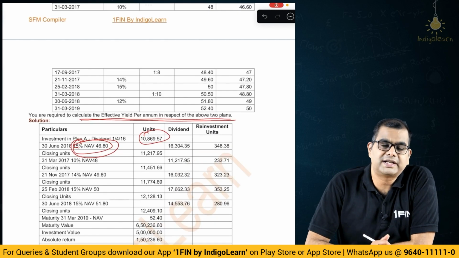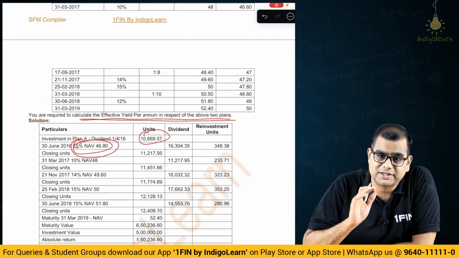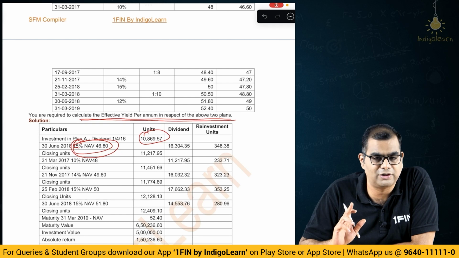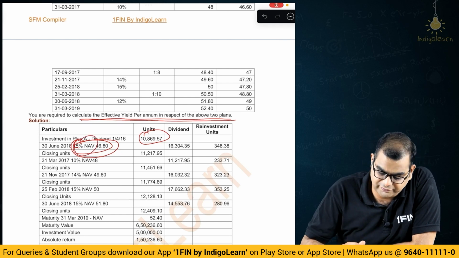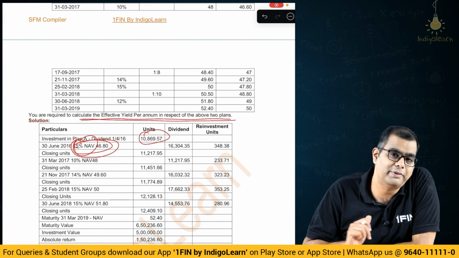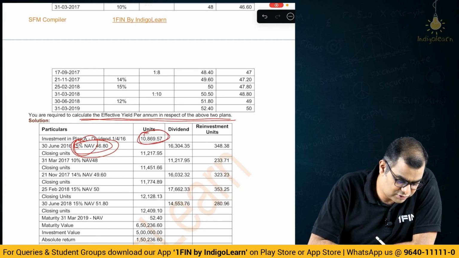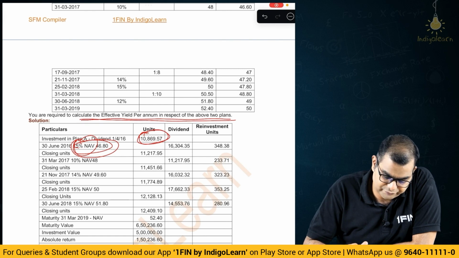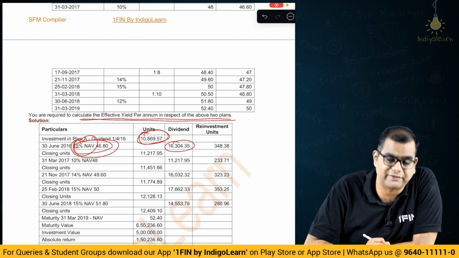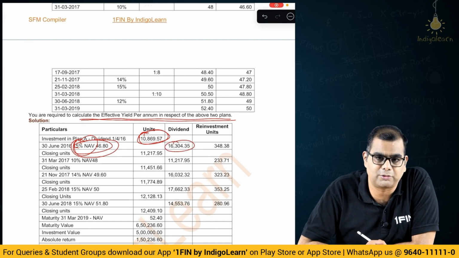Now, when this dividend is declared, how is the dividend declared? The dividend is always declared on the face value. What is the face value? Face value per unit is 10. Okay, 15% on 10, which is 1 rupee 50 paisa. So, 1.5 into, for how many units are there? You have invested in 10,869.57 units. So, 1.5 into 10,869.57, you will get 16,304.35. So, you have got a dividend of 16,304.35.